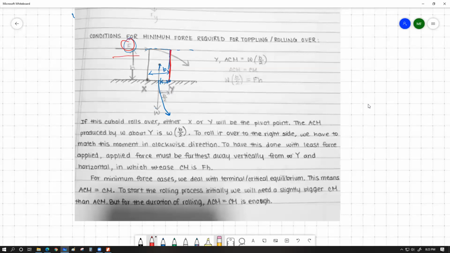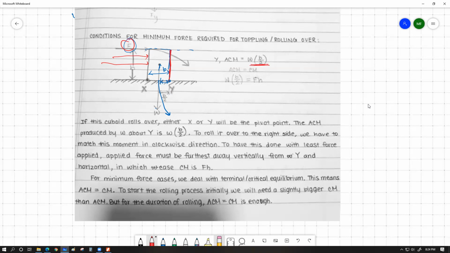মানে হচ্ছে আমি যদি ফোর্সটাকে এখানে অ্যাপ্লাই করতাম তাহলে আরো বড় ফোর্স লাগতো, যদি এখানে অ্যাপ্লাই করতাম আরো বড় ফোর্স লাগতো, কারণ হচ্ছে for all the lower forces the H would be much smaller. So to equate the moment available from the weight into B by 2, we'd require a bigger force.